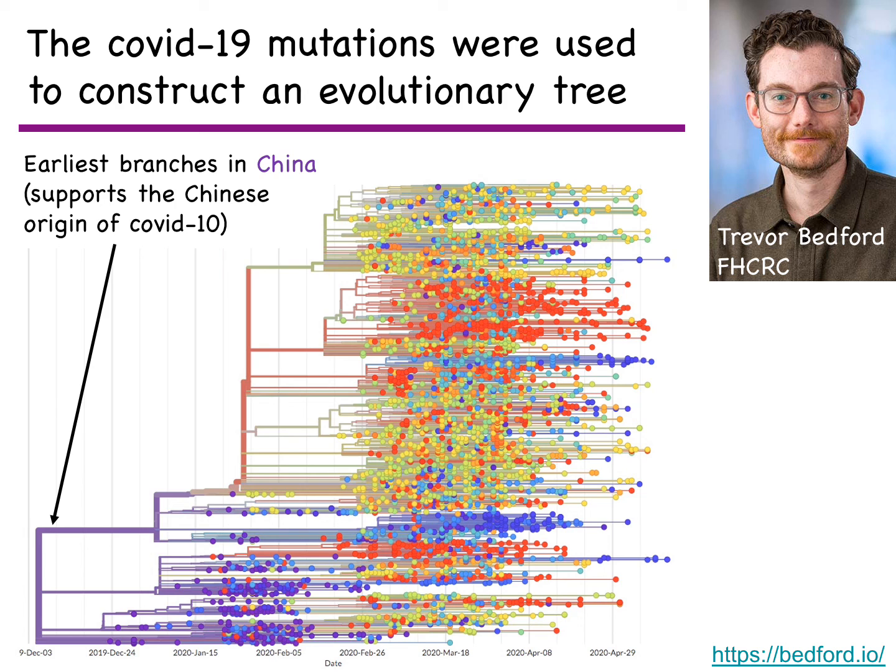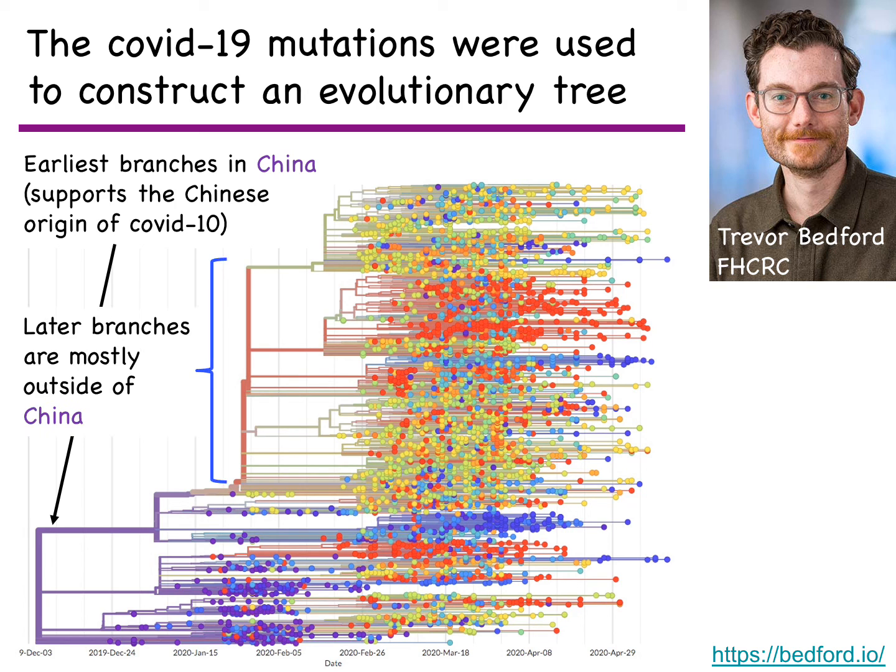So that's more of a reality check, like I say. The later branches in the tree are mostly outside of China. So again, this is all color-coded. The purple color represents branches that were in China. The other colors represent other portions of the world.